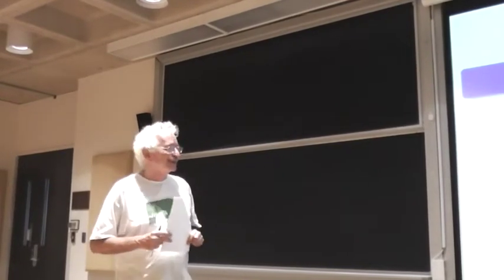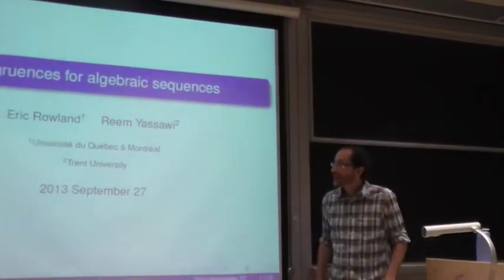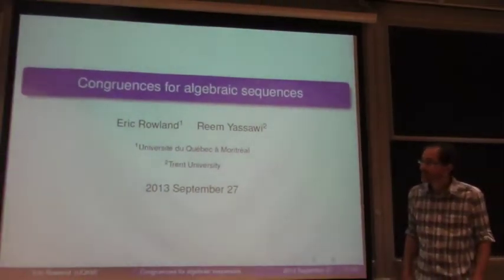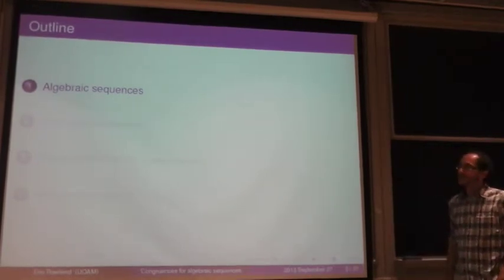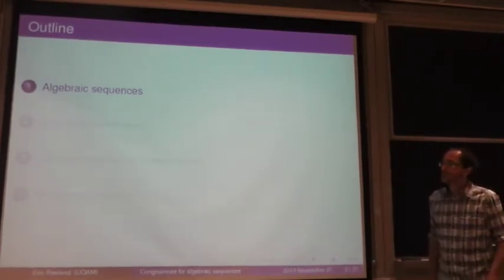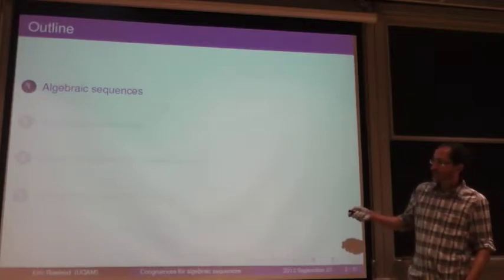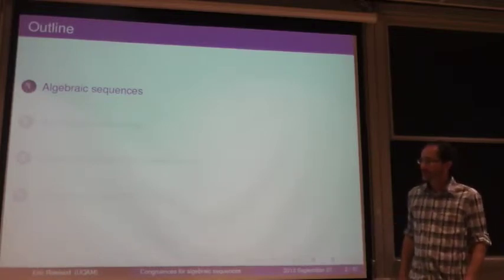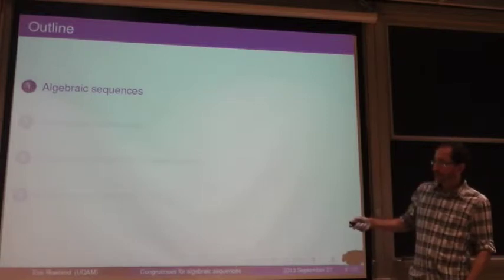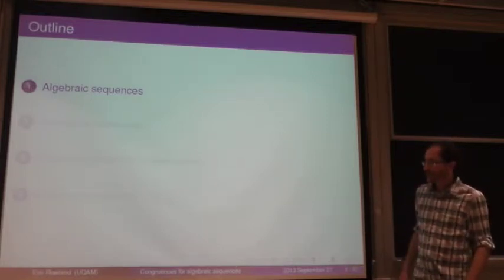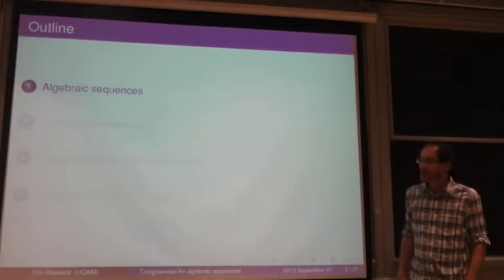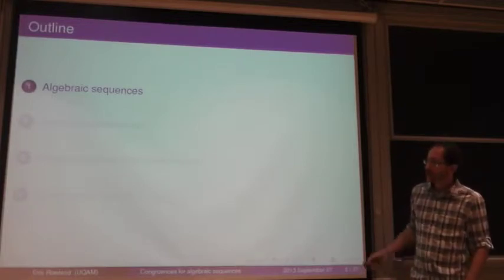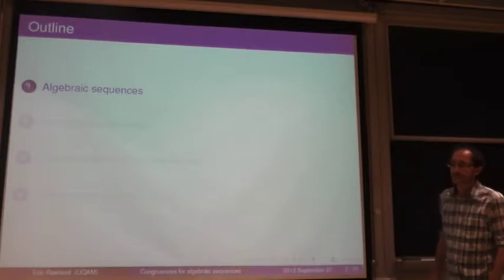Let's go. All right, well, thank you for the invitation, and thanks everybody for coming. I want to talk about congruences for algebraic sequences. So here's the outline. We're going to talk about what algebraic sequences are, which should be pretty painless. Then we're going to talk about automatic sequences, which maybe some of you haven't seen before. And then this will lead us into diagonals of rational power series, and finally a bunch of congruences for algebraic sequences and other sequences that I'm able to get with this method. And I should mention this is joint work with Reem Yassawi, who's at Trent University.